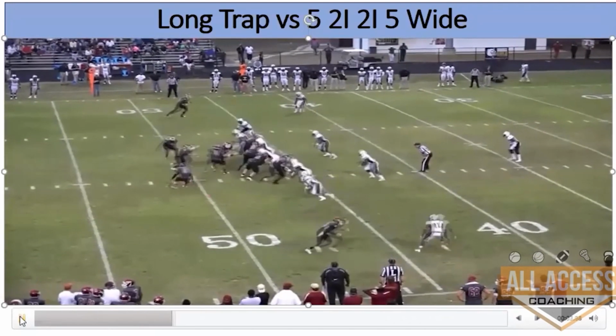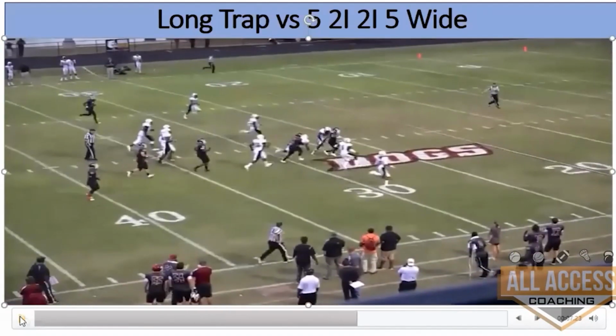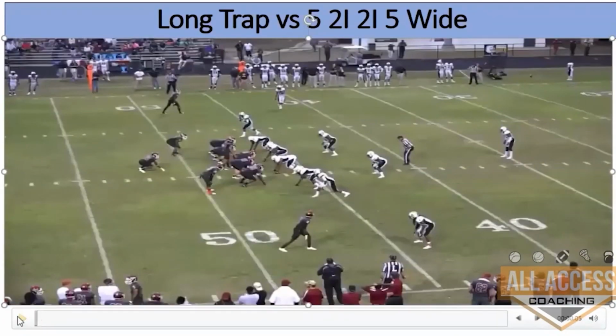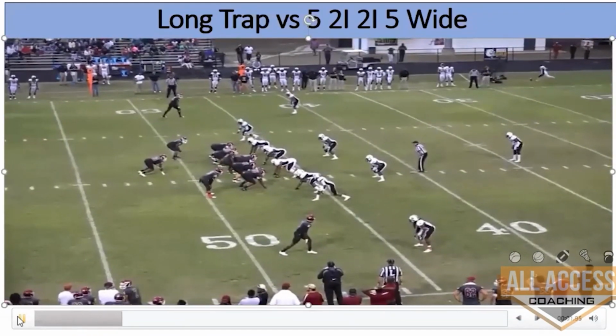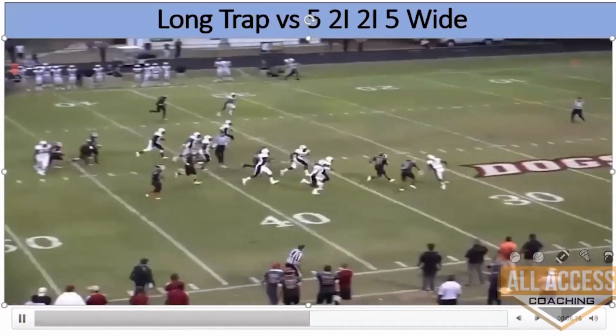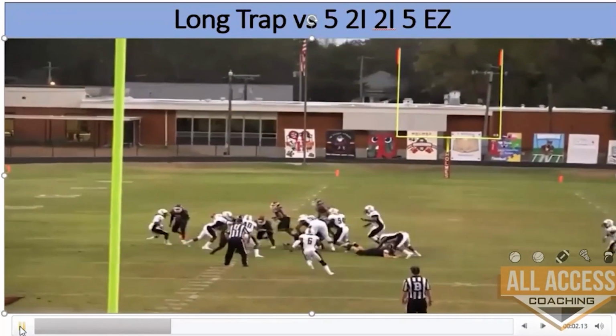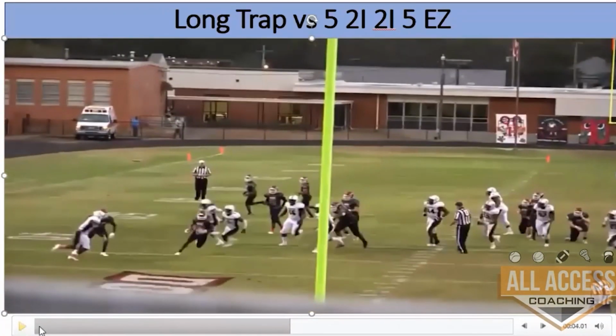B-back's heels are 5 yards from the front tip of the ball. The right guard does a pretty good job right here, facing the 2 eye. And here it is from the end zone. Do a pretty good job right here.